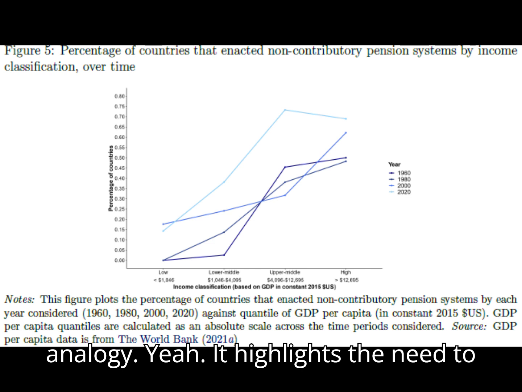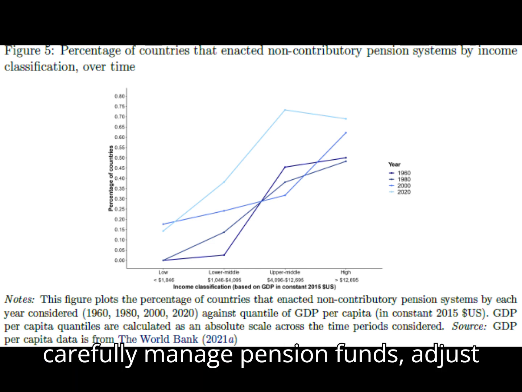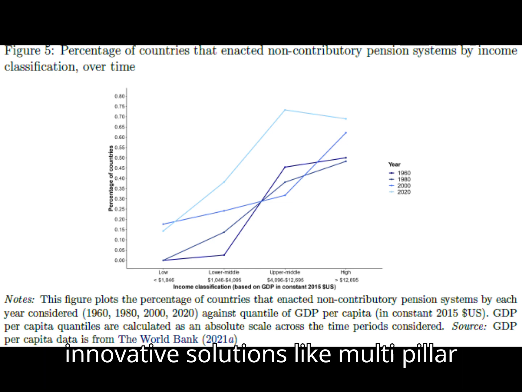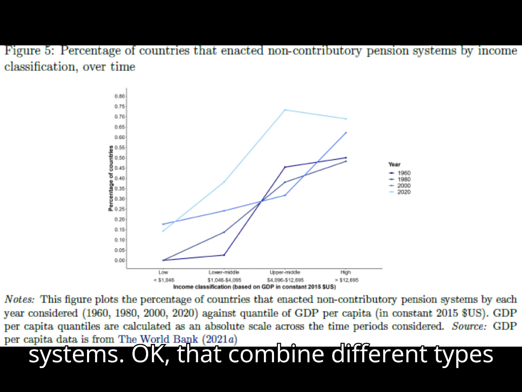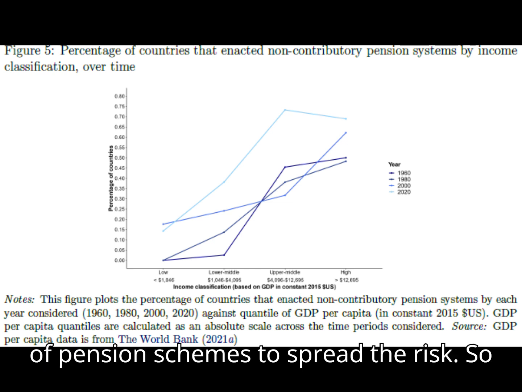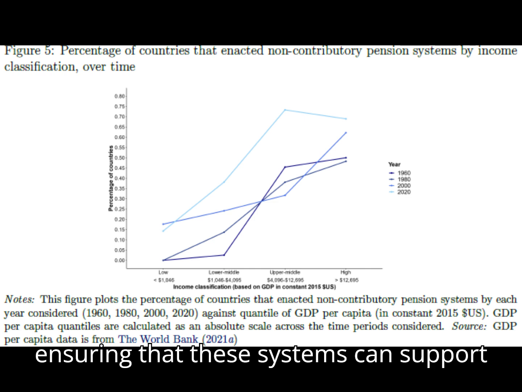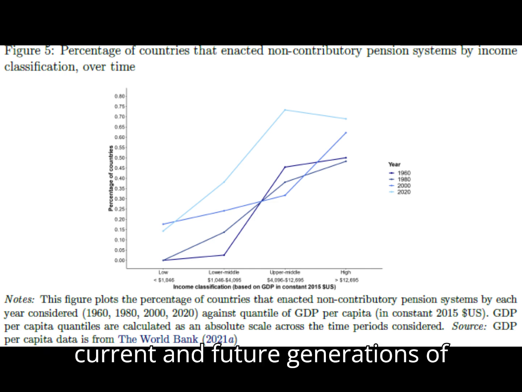It highlights the need to carefully manage pension funds, adjust contribution rates as needed, and explore innovative solutions like multi-pillar systems that combine different types of pension schemes to spread the risk. So it's about thinking long-term and ensuring that these systems can support current and future generations of retirees.